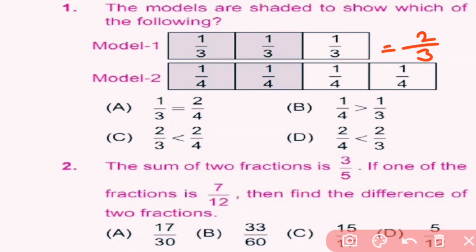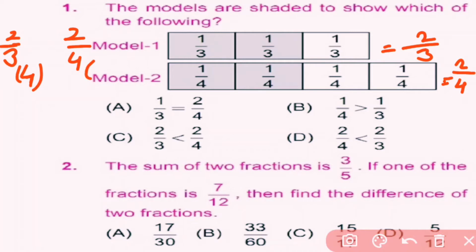In model 2, there are 2 shaded parts. Here also we can directly add these 2 fractions because their denominators are the same, 1 plus 1, 2. But here we cannot compare these fractions as they are. We have to make their denominators the same. So for that we find the LCM. Their LCM is 12. So for this fraction, the numerator and denominator we multiply by 4 to make the denominator 12, and here both numerator and denominator we multiply by 3 to make the denominator 12.